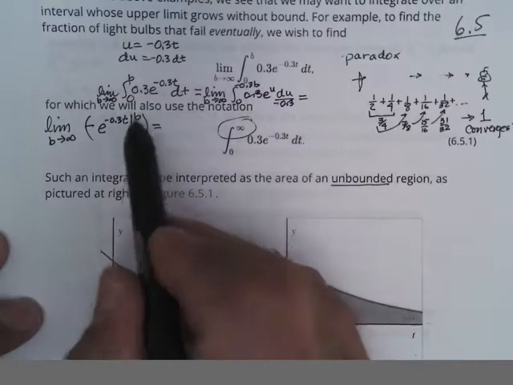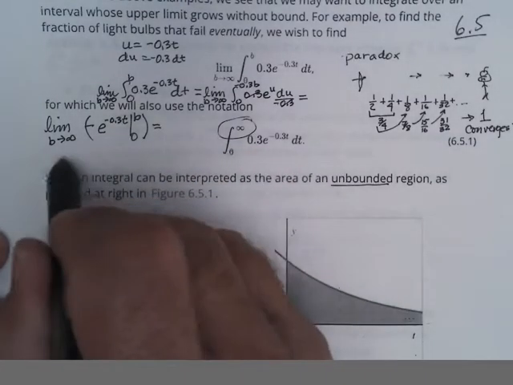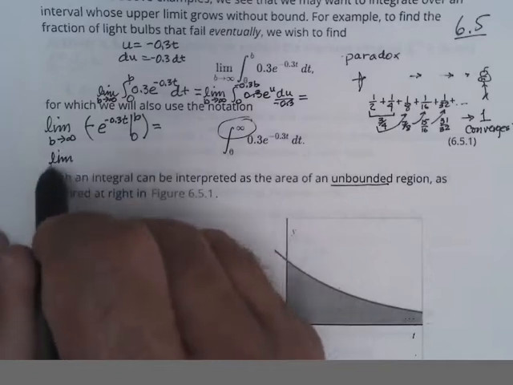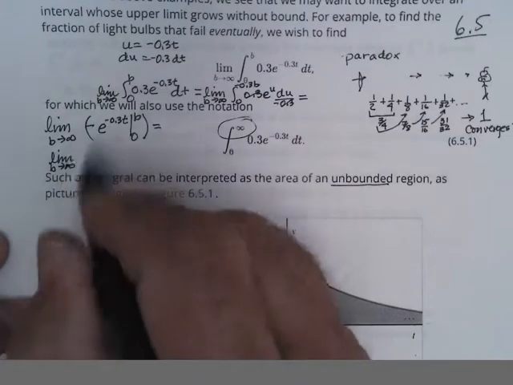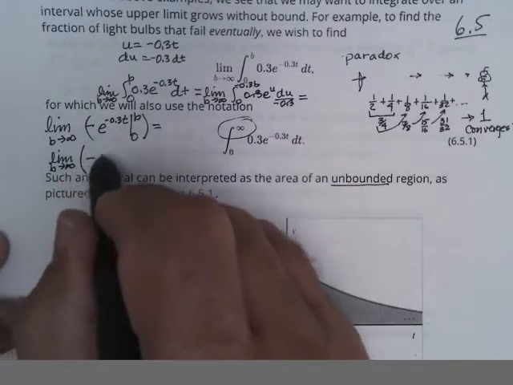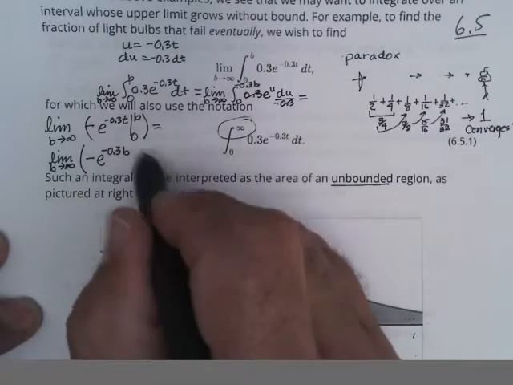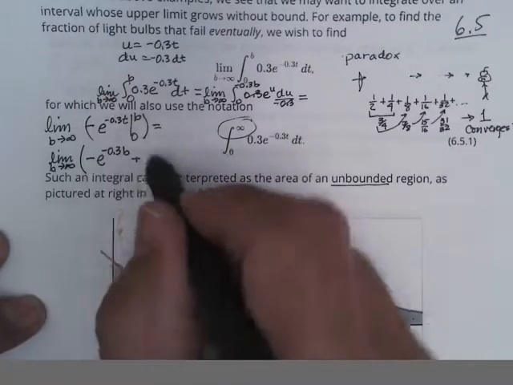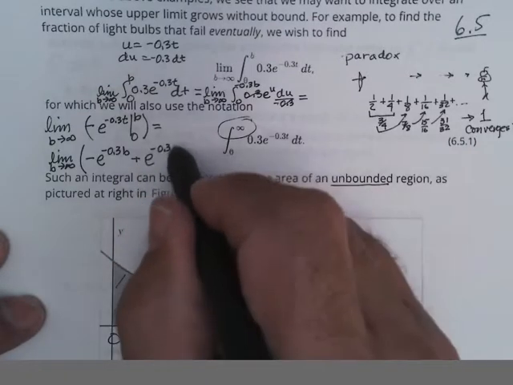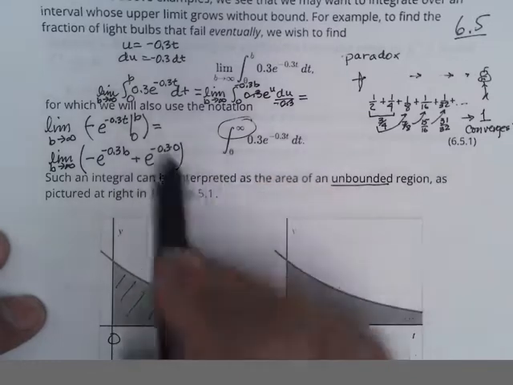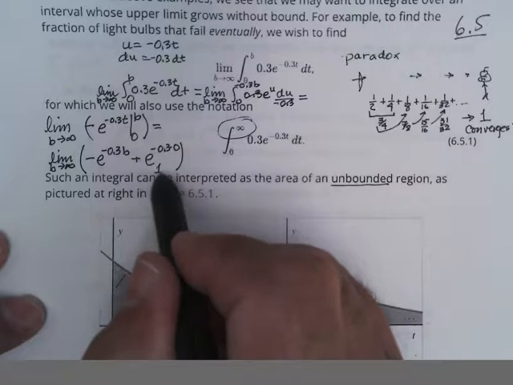So using the fundamental theorem of calculus, I'll plug the b into here, and then I'll plug 0 in, not taking the limit yet. I haven't tried to figure out what's going to happen to this as b goes to infinity. I'm going to get negative e to the negative 0.3b minus a minus, so plus e to the negative 0.3 times 0. Well, that times 0 is 0, e to the 0 is 1, so this is just 1.